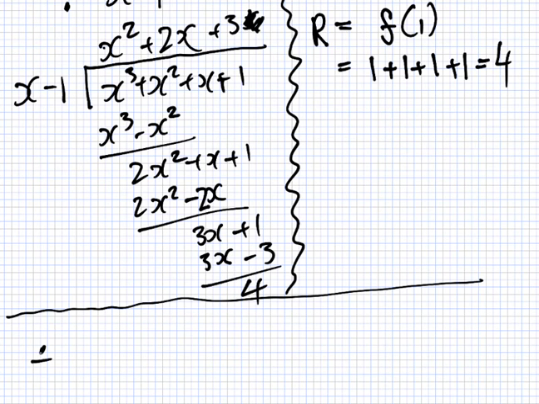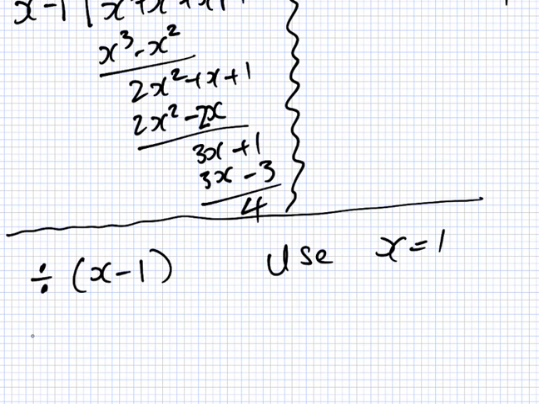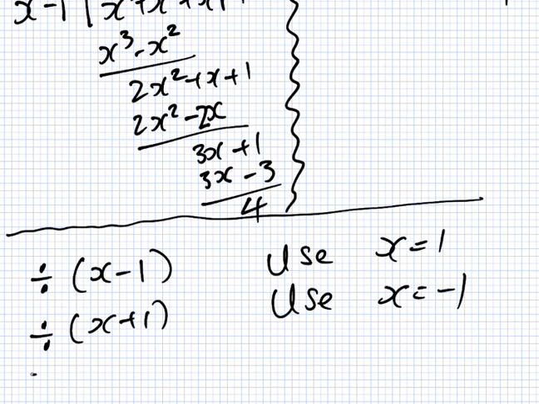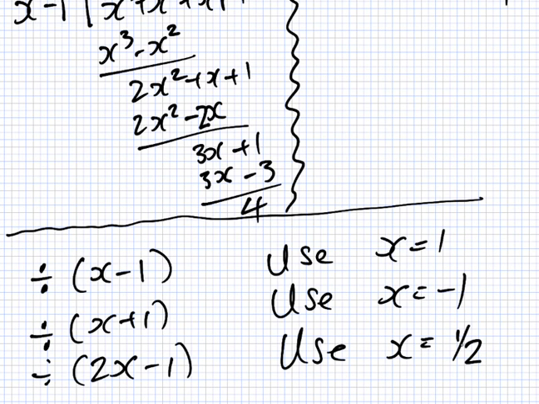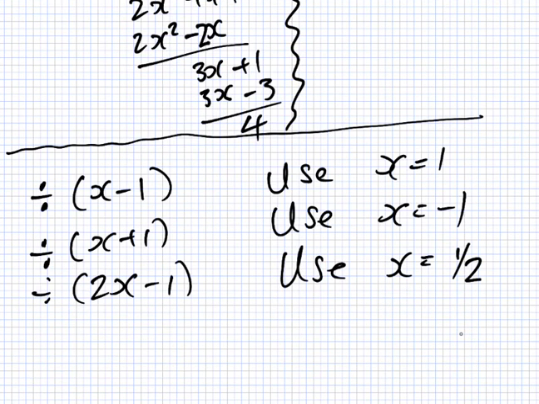If you want to divide by x minus 1, for example, you have to use x equals 1. But what about if I had something like x plus 1? What would I use? x equals minus 1. Now, what about if I had something like 2x minus 1? What would I need to use? x equals 1 over 2. So this is how you get the x for the remainder theorem.